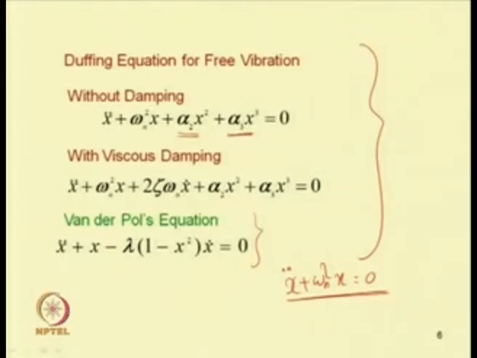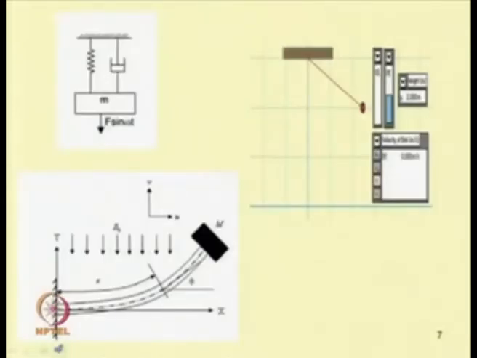In these two classes we are going to study these conservative and non-conservative systems. Today's class we will mostly discuss systems with quadratic and cubic nonlinearity, that is of this type: x double dot plus omega n square x plus alpha 2 x square plus alpha 3 x cube equal to 0. First let us see what are the systems which will give rise to this type of equation.